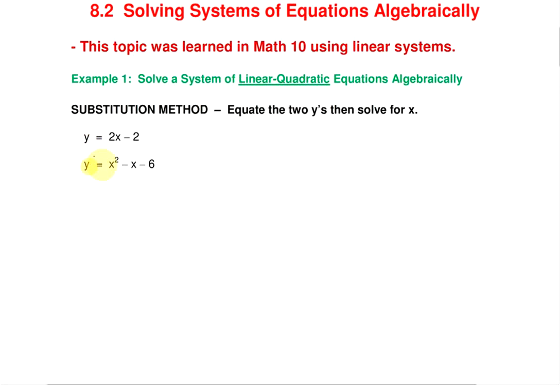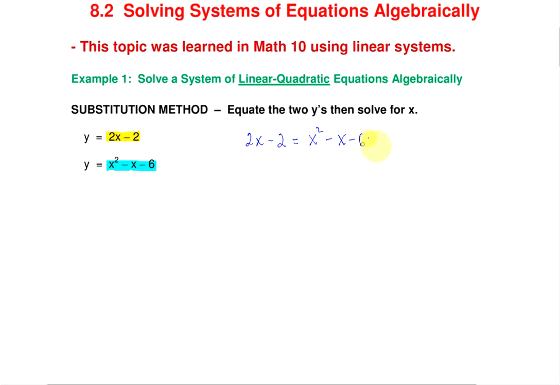When you have a situation like this, then all you want to do is equate your two y's and then solve for your x. Okay? So that means we want to take the 2x minus 2 and the x squared minus x minus 6, and we want to make them equal to each other because we want to set our two y's equal to each other. So we want to say that 2x minus 2 is equal to x squared minus x minus 6.